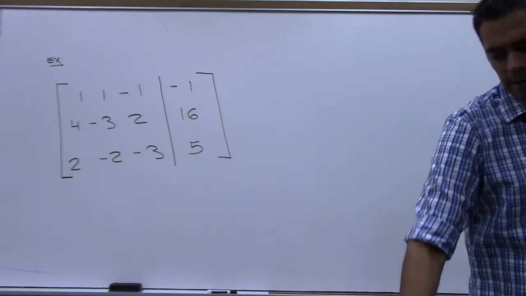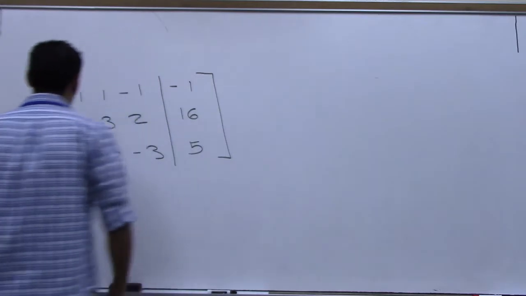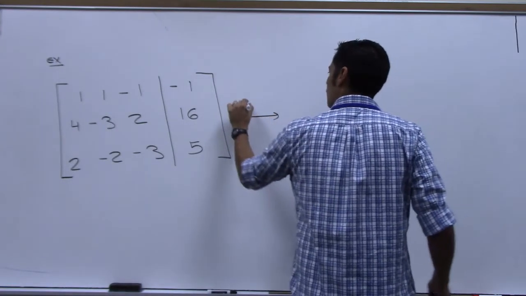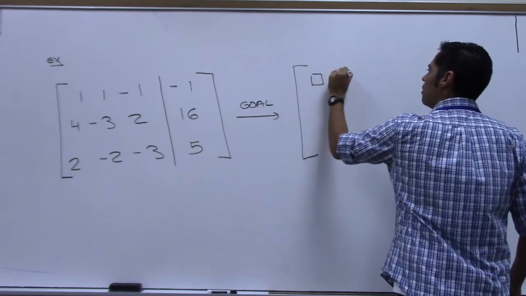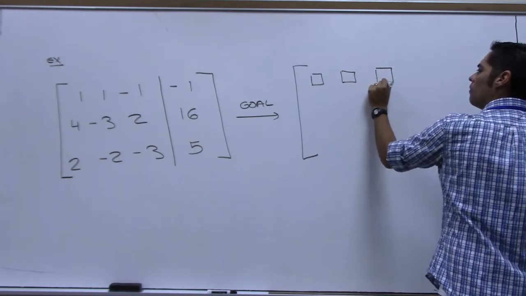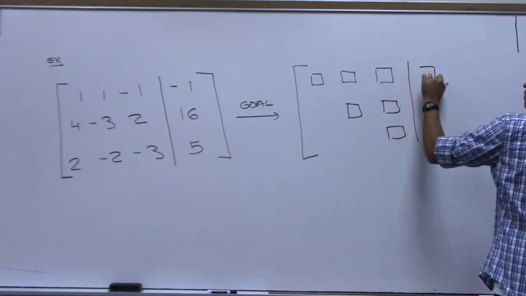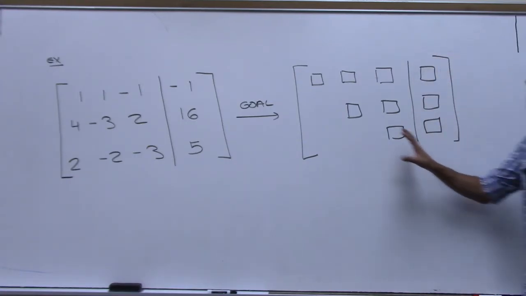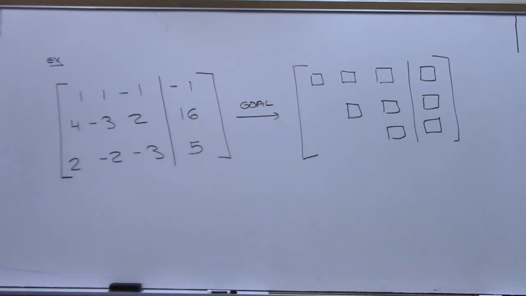So let's look at that one right there. What would your goal be if we were trying to solve this? What was our goal before? Get these to be gone, and then get this to be gone. So our goal is to have something like this. I don't know what these are going to be, so I'm just going to put little boxes here. Does everyone see that if we could somehow get this turned into that, we would be able to back substitute and be done?